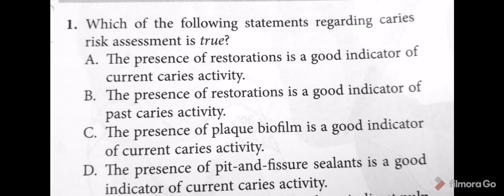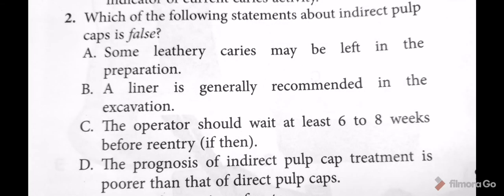The presence of plaque film is a good indicator of current caries activity. Plaque biofilm will be mostly related to gingival and periodontal disease, not the caries activity. So C is wrong. D, the presence of pit and fissure sealant is a good indicator of current caries activity. If the patient has a pit and fissure sealant, it shows that the patient is concerned about dental issues and has done a preventive procedure. It's not a primary treatment, rather a preventive procedure. So it's not an indicator of current caries activity. So D is wrong.